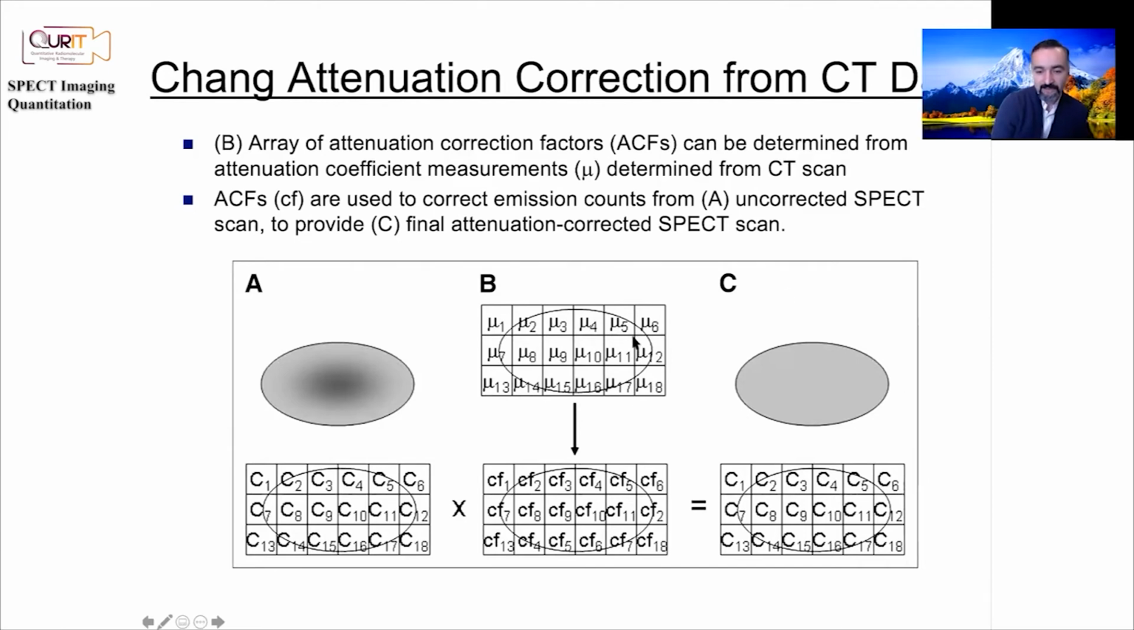So back to this here. You have a mu map with different mu values from the CT, not assuming it's uniform, and this is your original non-attenuation corrected image, and you want to multiply it by a correction factor. So the point is now you could do the exact same thing you were doing before, but you just don't assume the mu maps are uniform. So then you get the correction factors that way.